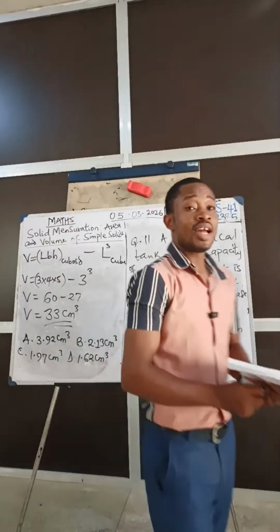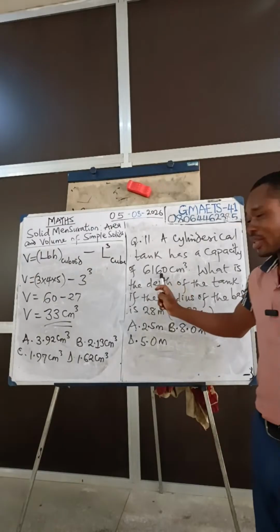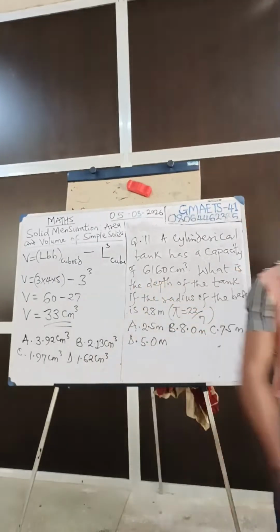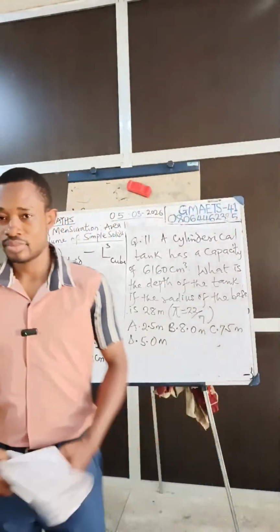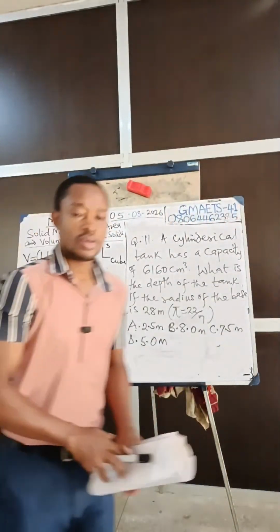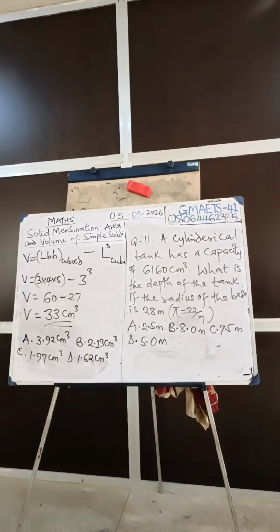Now you want to watch out. Look at this question. You can see a certain mix-up. They gave you the capacity. Another word for capacity is what? Correct, the volume. So you were given the volume. What is the unit of the volume?